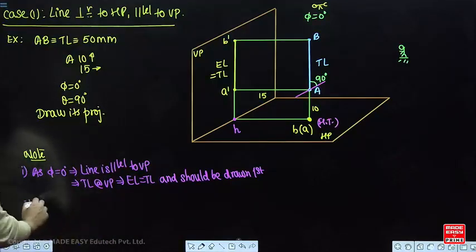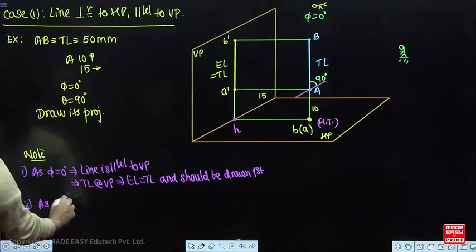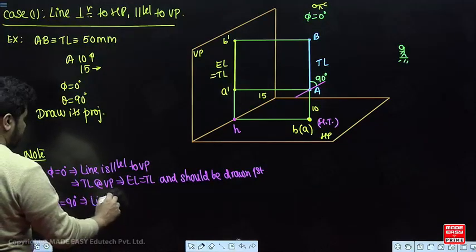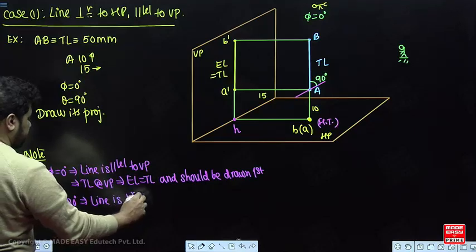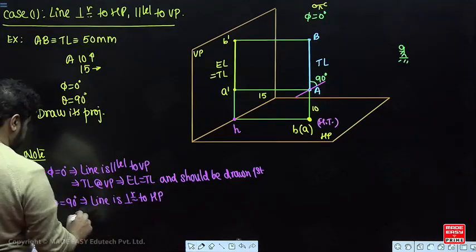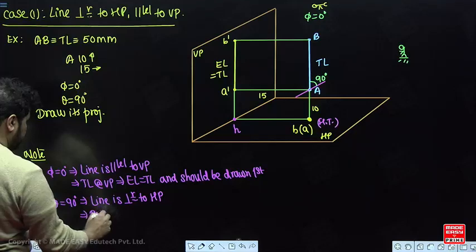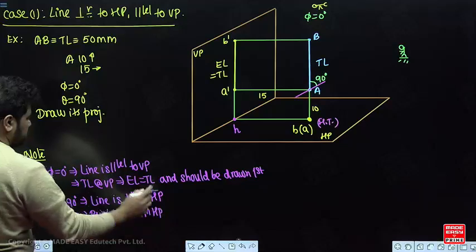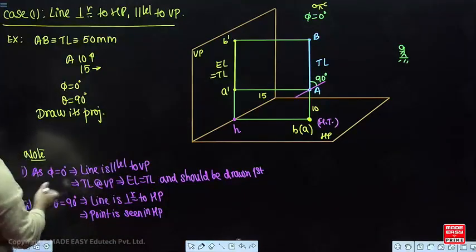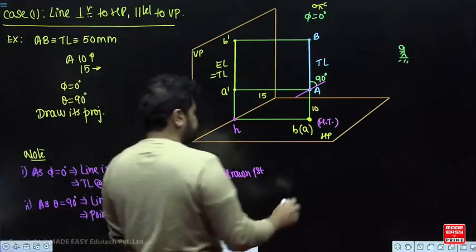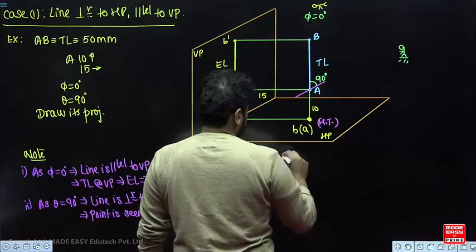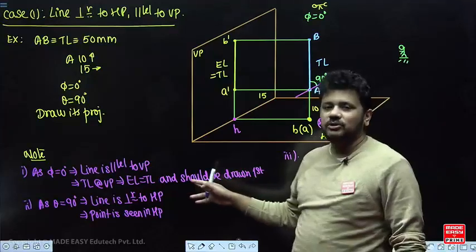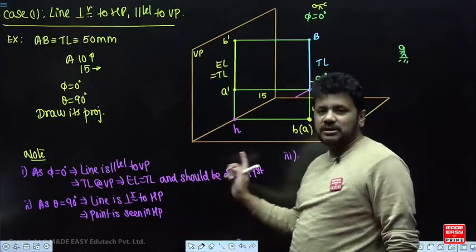So elevation length. Similarly, as basic concept number 2, theta is equal to 90 degree means line is perpendicular to HP means point is seen in HP, isn't it? So you don't have to remember this. If you are able to draw it, ये तो automatically flow कर जाएगा. Second point, third point, right? So second point, देखो जैसा basic concept how I taught you, the same way. The first thing I told you about the parallel, second perpendicular, third about the trace.